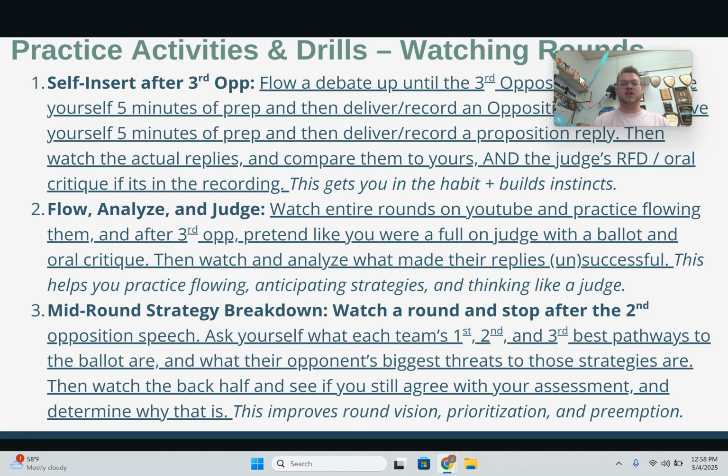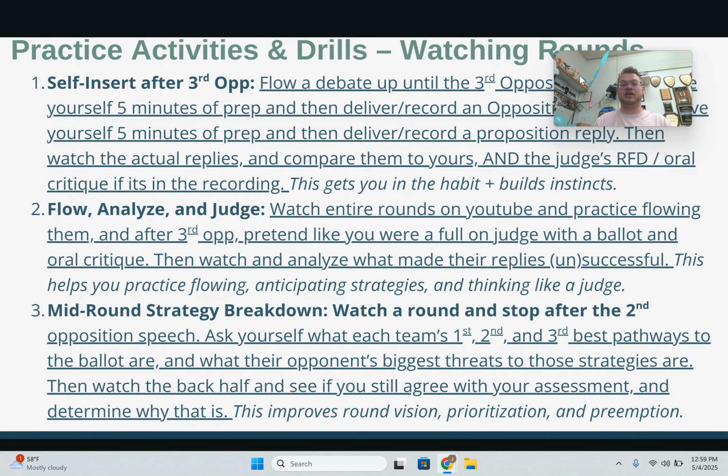You can also do a mid-round strategy breakdown. So watch a round and stop after the second opposition speech. Ask yourself what each team's best, second best, and third best ways to win the round are, and what their opponent's biggest threat to those options are. Then watch the back half of the debate and see if they went for what you thought their best arguments are, or if you change your mind now.